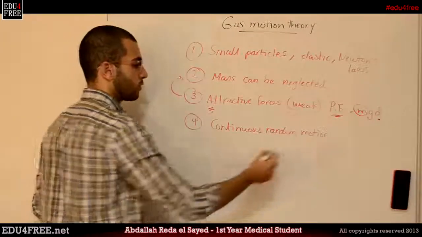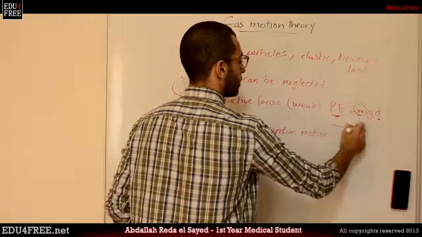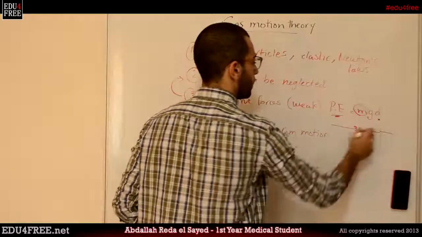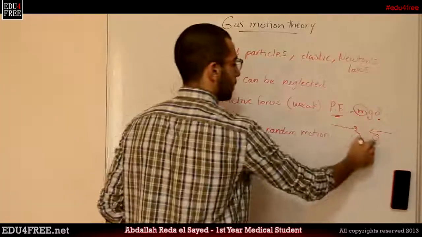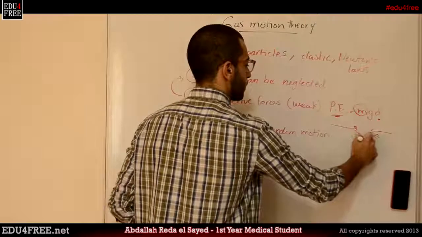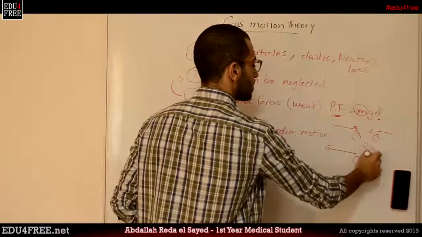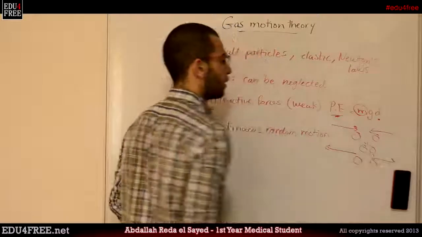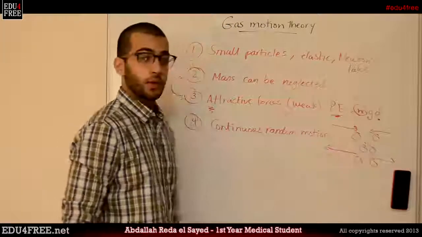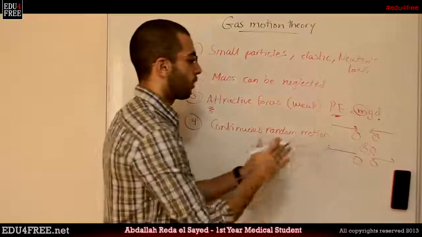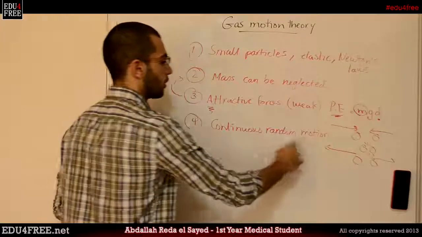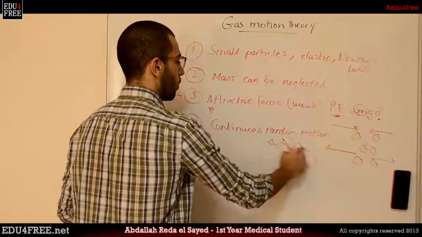So suppose we have 2 particles like that. This is going that way and this is going this way. They collide with each other, and then this goes in the opposite way and the other one goes in the other direction. So they move completely in straight lines, no curves or so on.